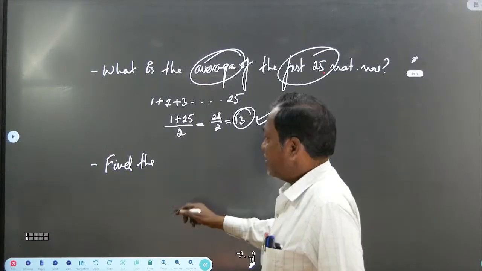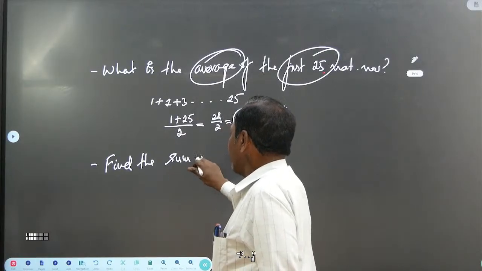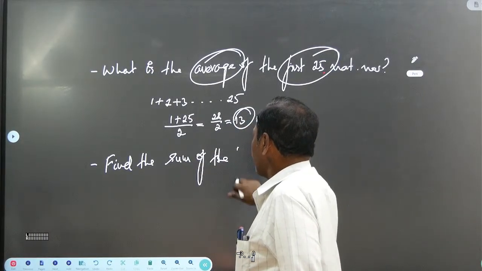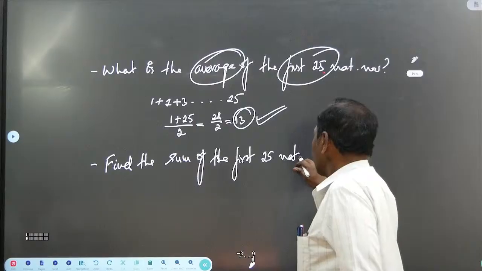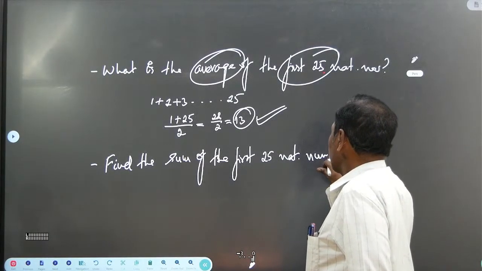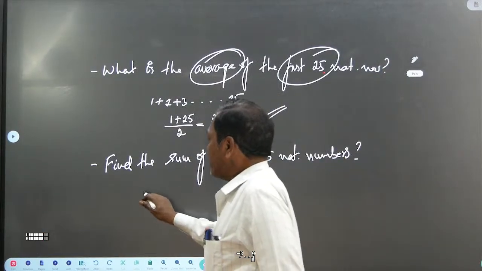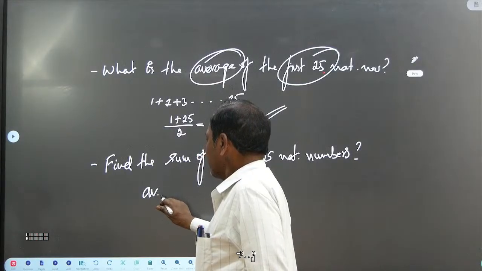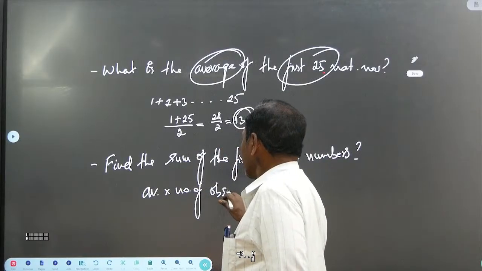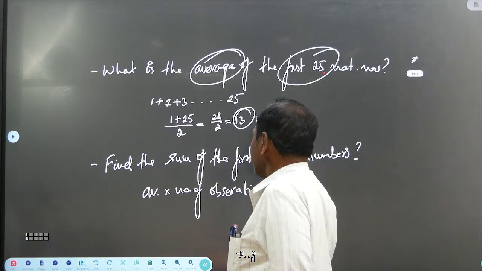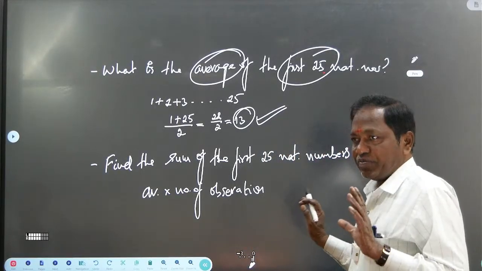Yes, I am writing here separately. Find the sum of the first 25 natural numbers, right? It means average into number of observations. I am just using the terminology.